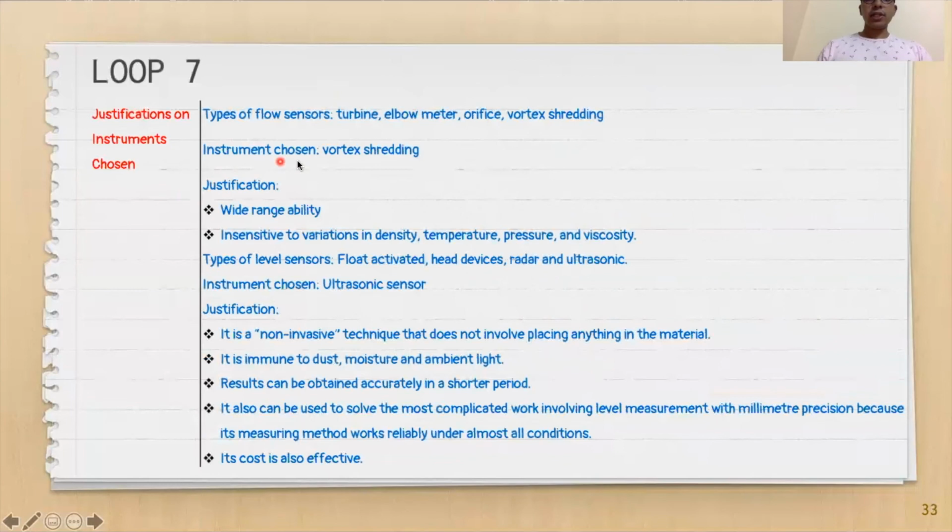For the justifications, our instrumentation choice is the vortex shedding flowmeter, with wide rangeability and insensitivity to variations in density, temperature, pressure, and viscosity. The types of level sensors are float activated head devices, radar and ultrasonic, and our choice is the ultrasonic sensor. The justification is that it's a non-invasive technique that does not involve placing anything in the material. You can see the others here. The important one is that it's also cost effective.